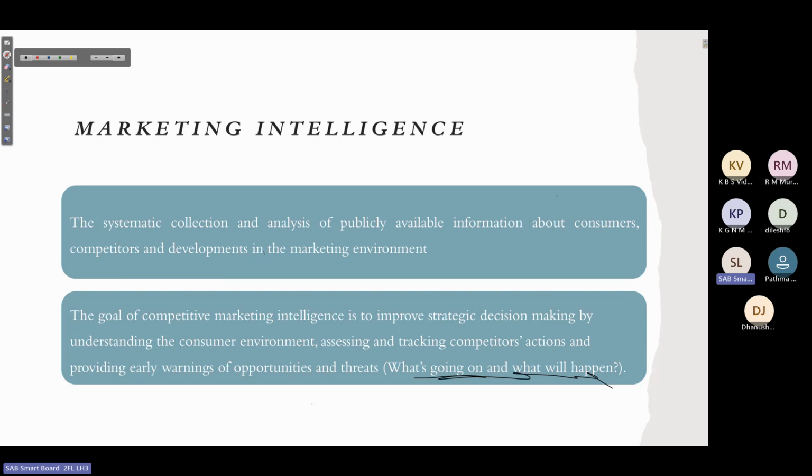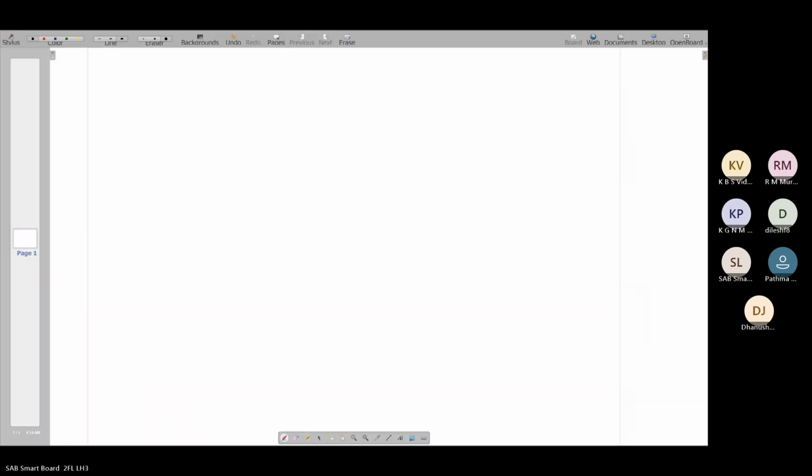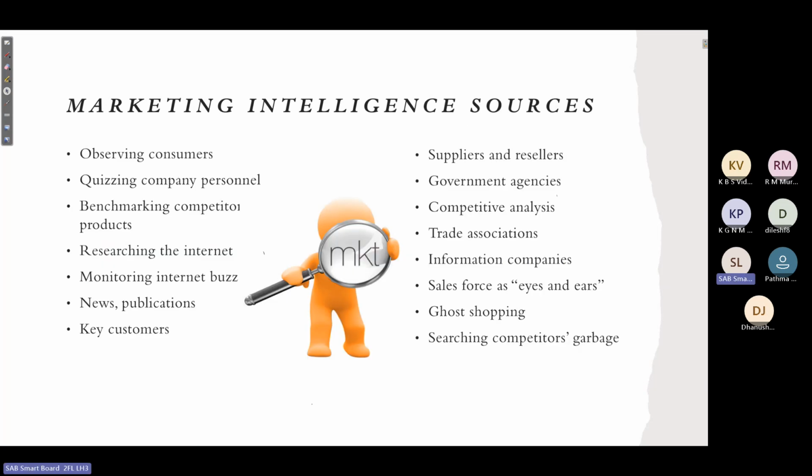The goal of marketing intelligence is to improve strategic decision making by understanding the consumer environment, assessing and tracking competitors' actions, and providing early warnings of opportunities and threats. It always provides information about the different opportunities and threats that we might have in the future. So these are the different sources from which we can get our marketing intelligence, or the external information.